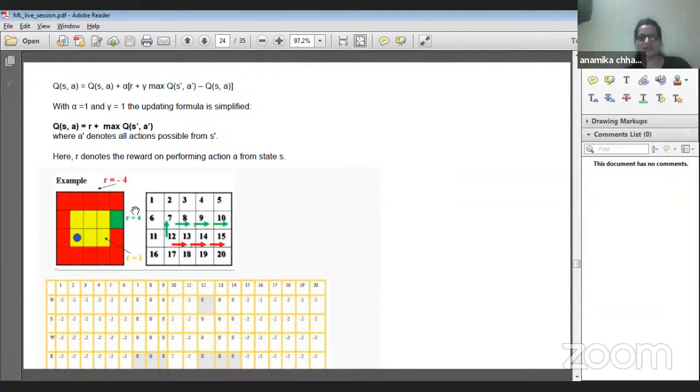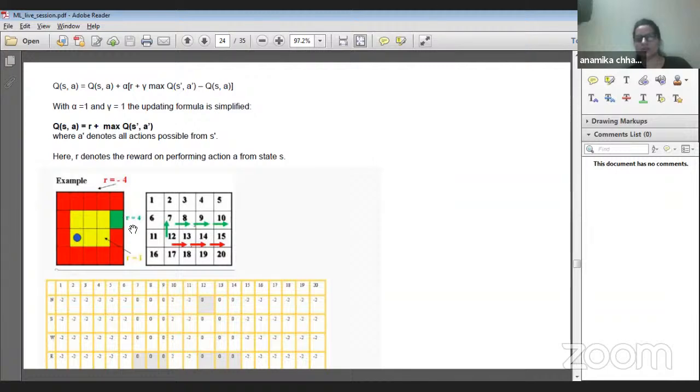So this is the scenario here. This is a space where this robot, this blue dot, has to move, and we are given the rewards. These are the terminal states, the red ones, and this green one is the target where it should reach.